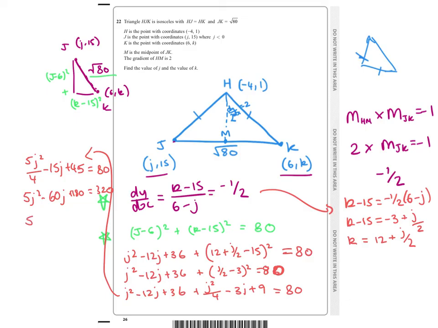So now I'm going to divide everything by 5. So I'm going to get j squared minus 12j. I'm going to move that 320 over. So 180 minus 320 is minus 140. Divide that by 5. I'm going to get minus 28 equals 0. Okay, now I'm going to solve this. I hope I haven't made a mistake here because I've rushed this one. So then let's see.